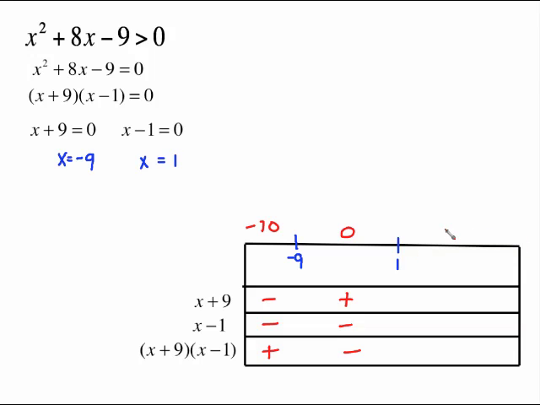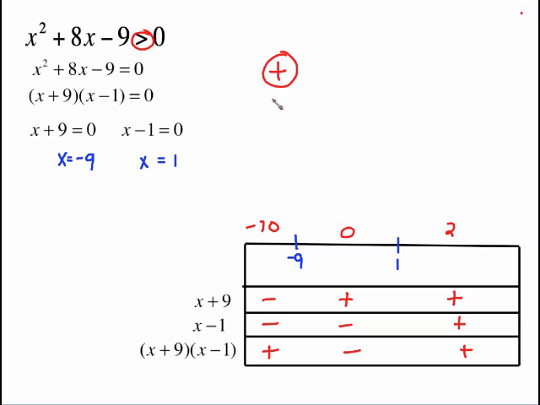Pick something to the right of 1, like 2. 2 plus 9 is 11, which is positive. 2 minus 1 is 1, which is positive. A positive times a positive is a positive. This says greater than. The values that are greater than 0 are our positive values. Since we're looking for positive values, we look down at the bottom line. That's all you want to look at is the bottom line. That positive right there tells me that I want this region to be shaded. That one's positive, tells me this is the region I want shaded.